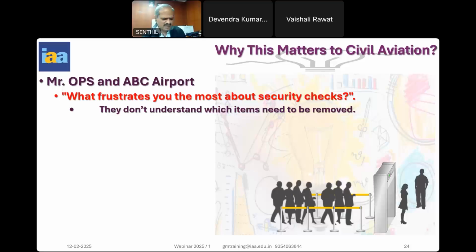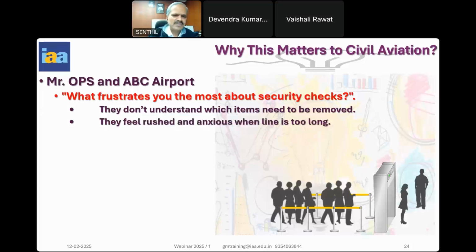If you see somebody opening the baggage, they do not feel comfortable opening it in front of the security check, or at the end of the check-in point, to remove everything. So some people do not understand. They feel rushed and anxious when the line is too long. This also happens when they see the security check.